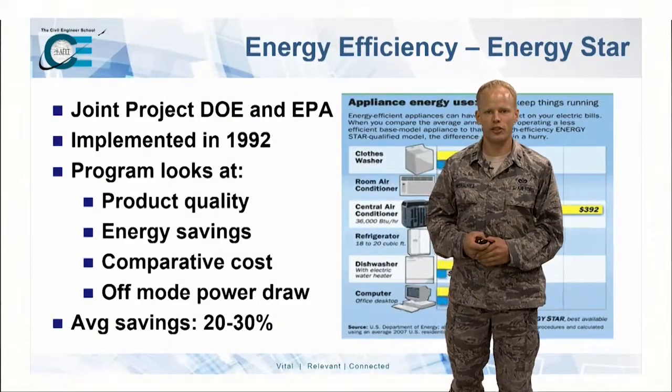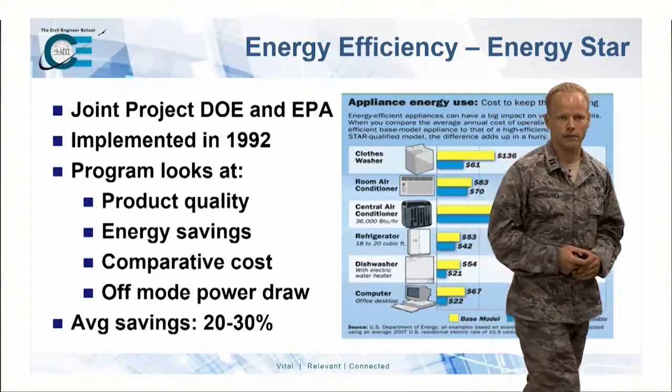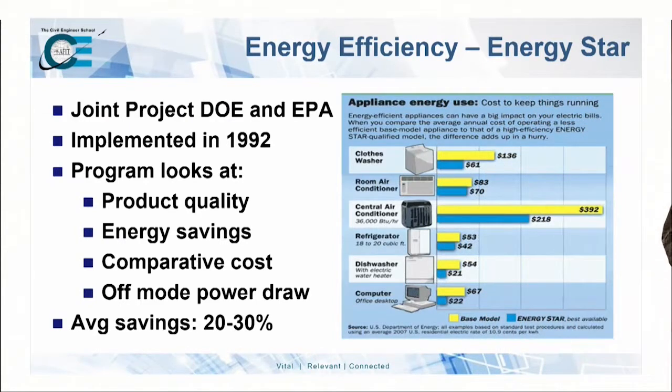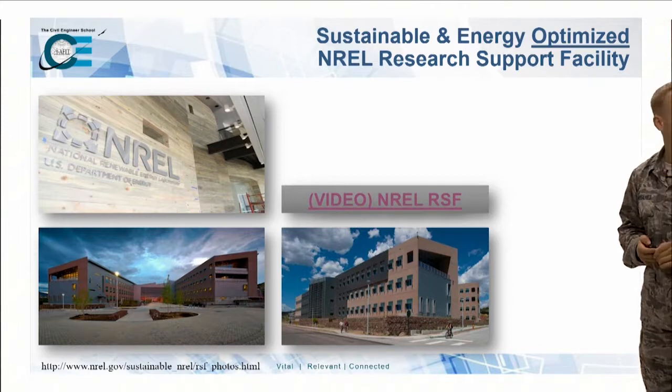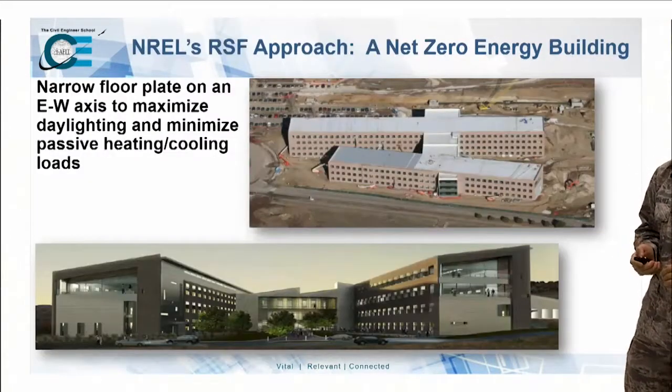For your plug loads, we talked about the Energy Star program. A lot of these are describing your power draw, off-mode power draw. How do we decrease those standby losses? And then how efficiently do they run? But you could save roughly 20 to 30%. This is the NREL building, but I'm running long, so we'll skip that.